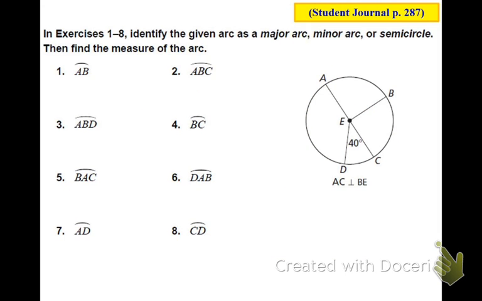AB is number 1. Identify the given arc as a major arc, minor arc, or semicircle. Then find the measure of the arc. AB is already 2 letters, so what kind of arc do I already know it is? It's definitely minor. Minor arcs are always written with 2 letters. So AB, it looks like off first hand that we don't know what the measure of AB is. But we do. Here's why.